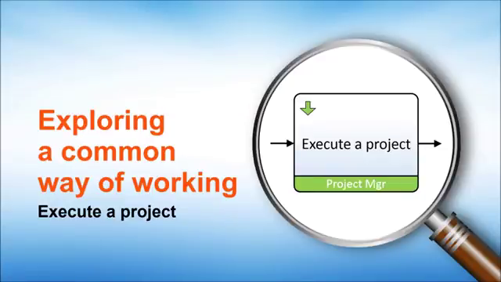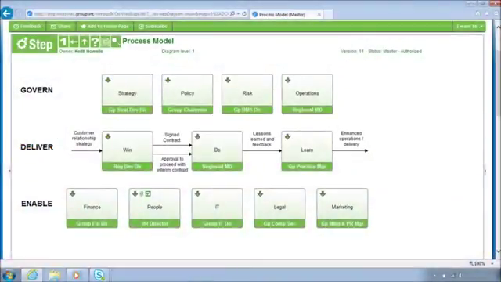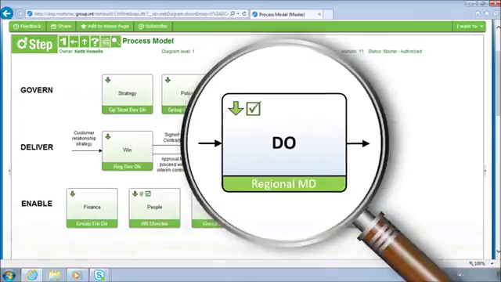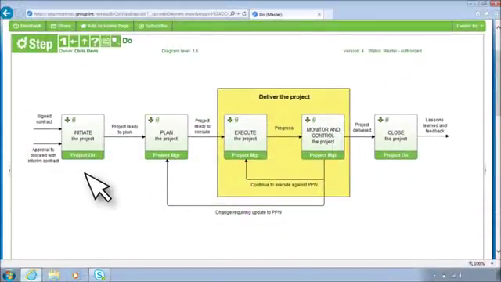Exploring a common way of working. Execute a project. Do helps us establish a common way of managing projects. Execute is the third step within Do. It commences once all the necessary approvals have been obtained in the planned project phase.